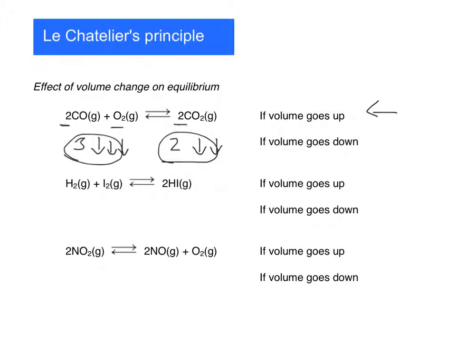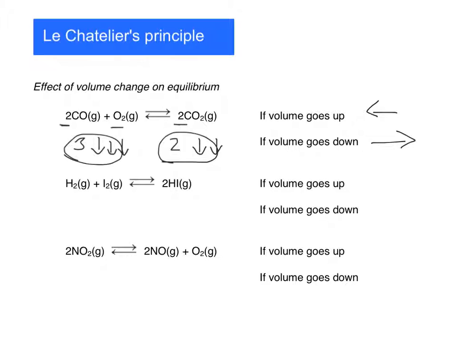Right? If the volume goes down, then we've concentrated everything, and that concentration will be more on the reactant side because there are more molecules of gas there. And so in that case, we will favor products, and it would be the opposite direction.